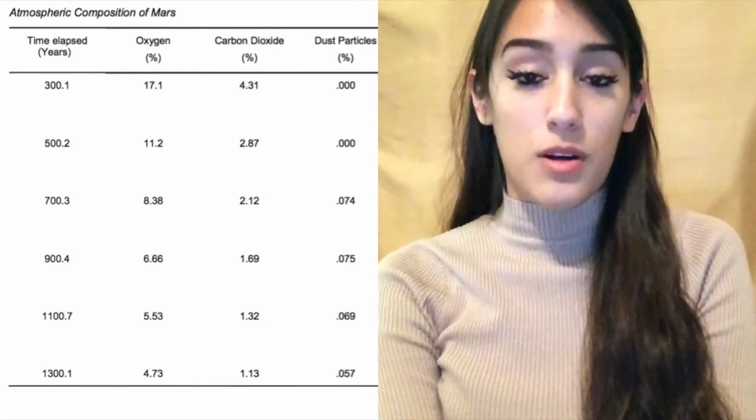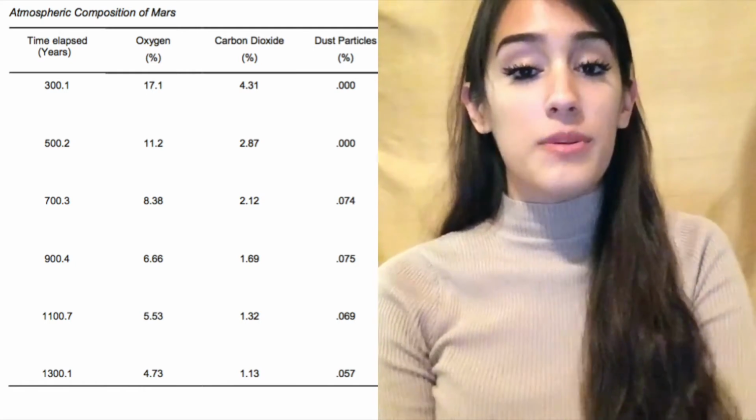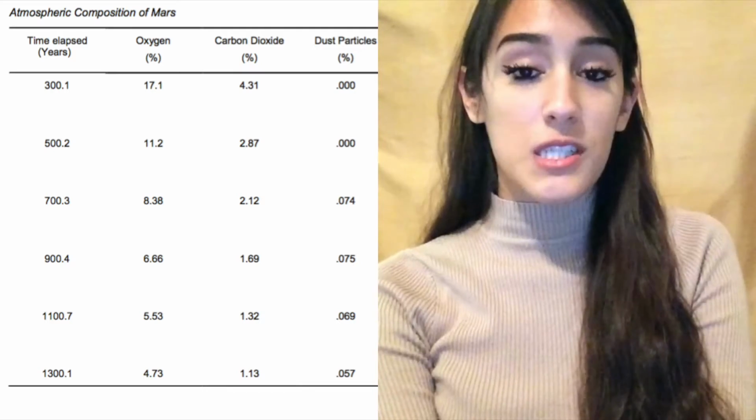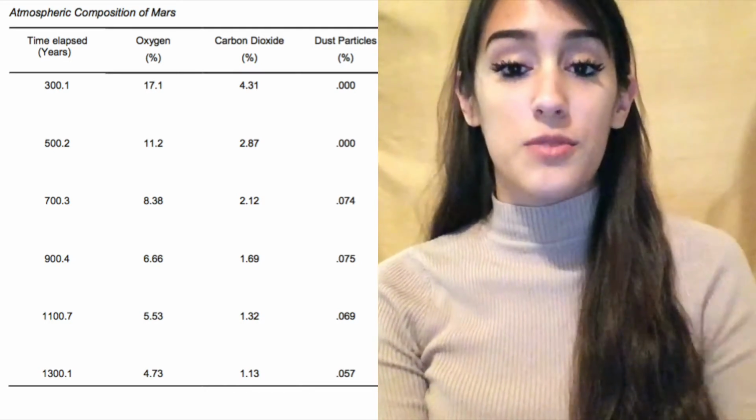The data collected in our experiment is represented in 2 forms. The first one is a table titled Atmospheric Composition of Mars, in which the 3 variables, oxygen, carbon dioxide, and dust particles, are represented in percentage form, while time elapsed is in years. Data collection for this experiment began at year 300.1 and ended at year 1300.1.